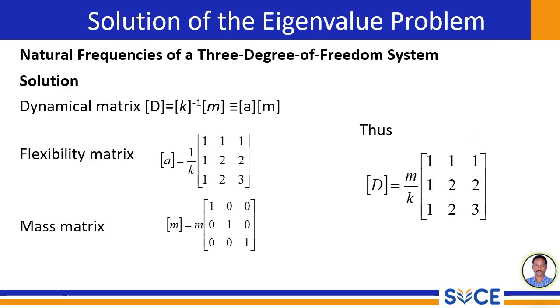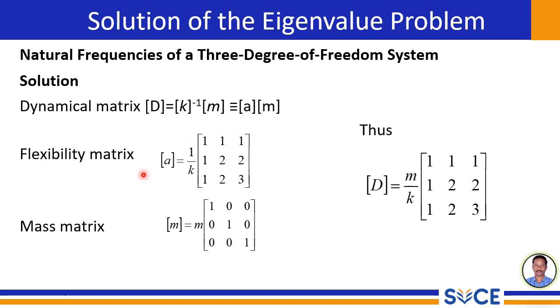We are now looking at the solution for finding the natural frequencies of the 3 degree of freedom system. The first step involves determining the dynamic matrix denoted as D. This matrix can be expressed as the product of the inverse of the stiffness matrix and the mass matrix. It can also be represented using the flexibility matrix A, since the inverse of the stiffness matrix is nothing but the flexibility matrix.